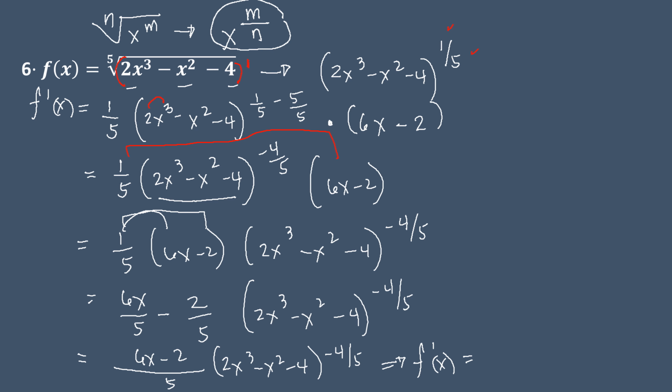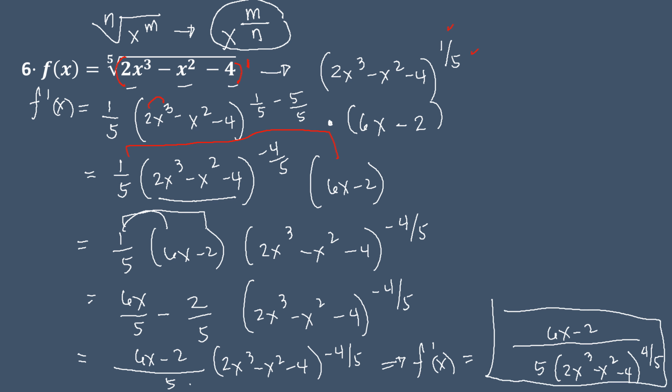Or if you would like to simplify the negative exponents, then this could be written in this final form. This will be 6x minus 2 over 5, and then since we have a negative 4/5, this will become 2x cubed minus x squared minus 4 to the power of positive 4/5, in the denominator. So this is our final derivative of our given number 6.